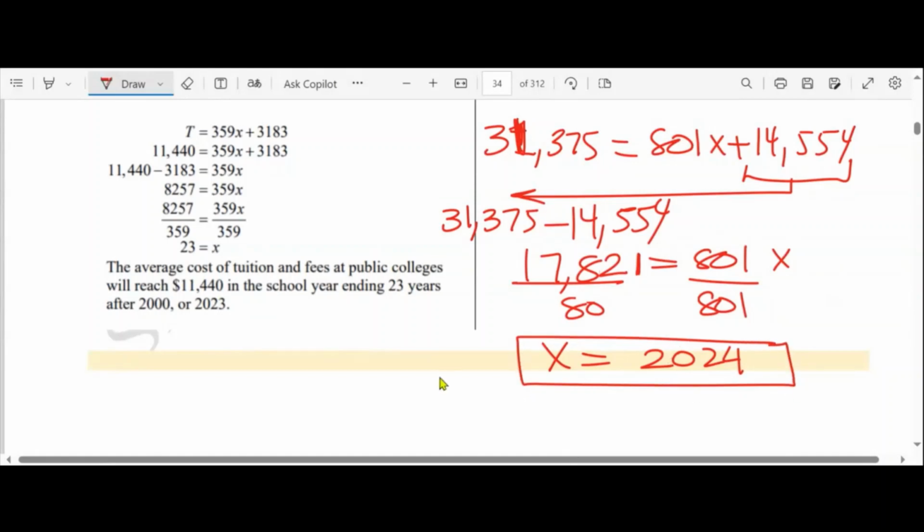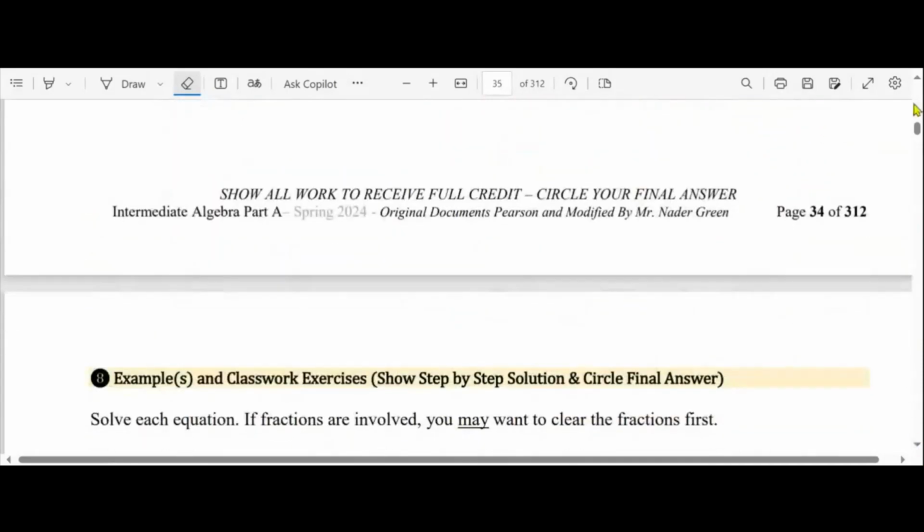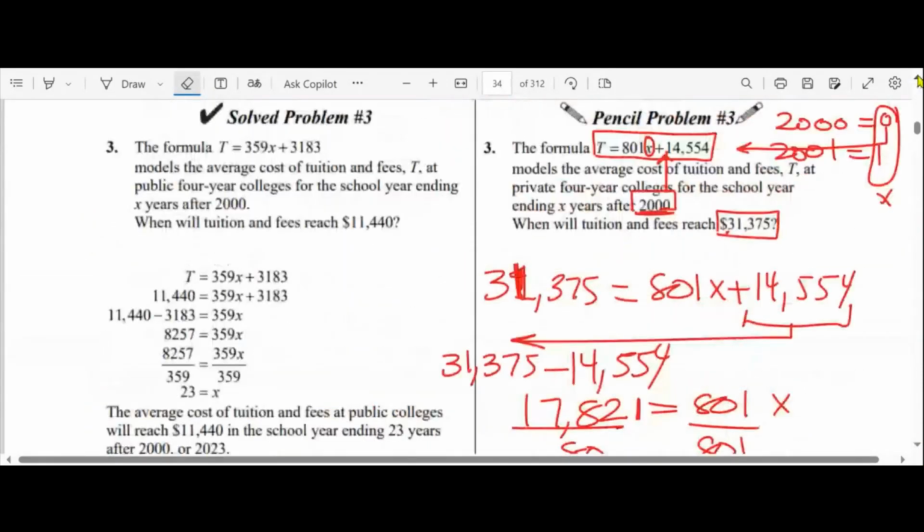So what year will your tuition reach that value? That year. Year what? 2024, right? Yes. This is a formula, like a model. Okay, the model that you apply here, this one.